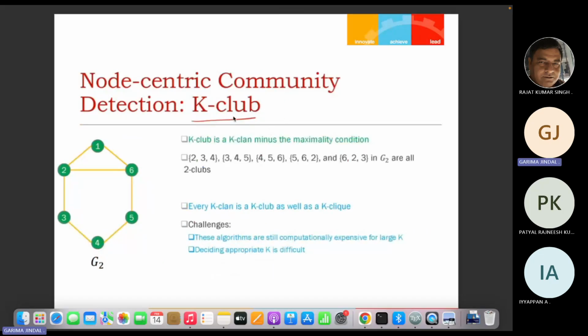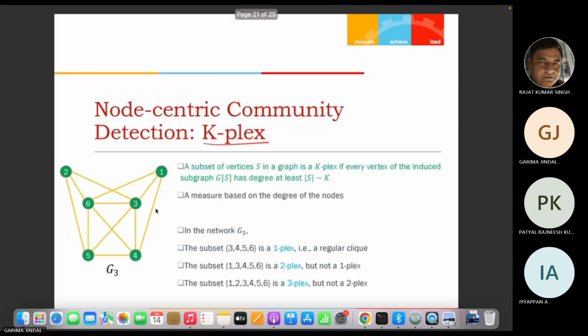Then we started the definition of k-clubs. K-clubs release the restriction of the maximal subset. So in this, we do not have the maximal subset condition. Then we have studied another node-centric community detection method that was based on k-plex.